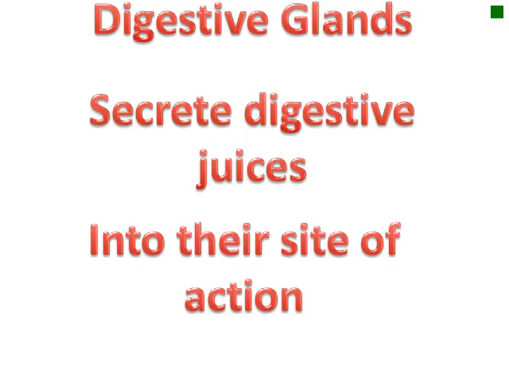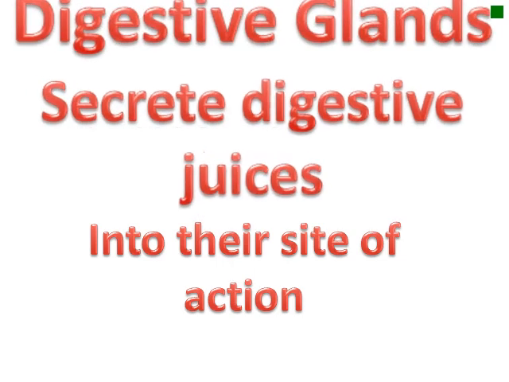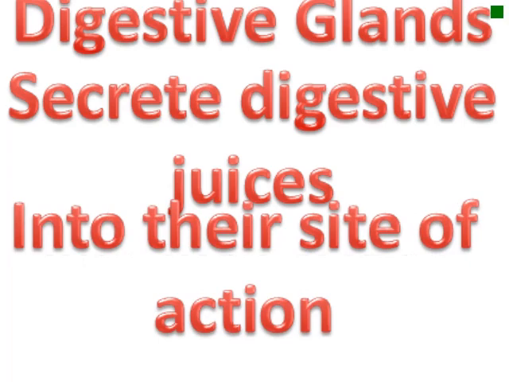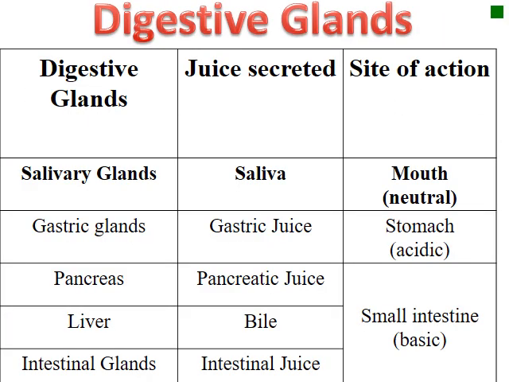So, what's the function of digestive glands? Digestive glands secrete digestive juices into their site of action. Let's move to this table talking about the different digestive glands, their juices, and their site of action. The salivary glands secrete a juice called saliva inside the mouth, where the medium is neutral. Gastric glands secrete gastric juice in the stomach, where the medium is acidic.